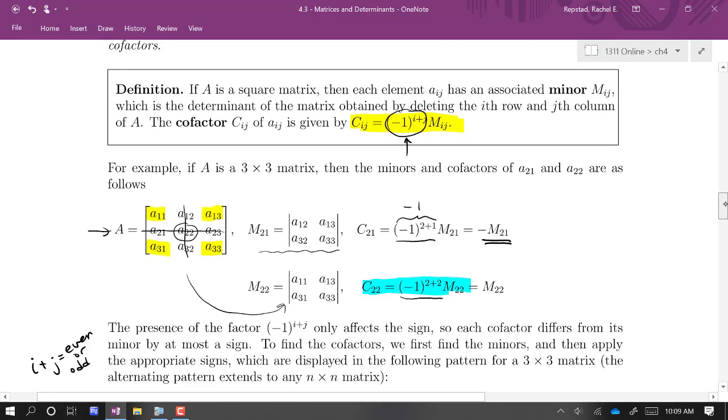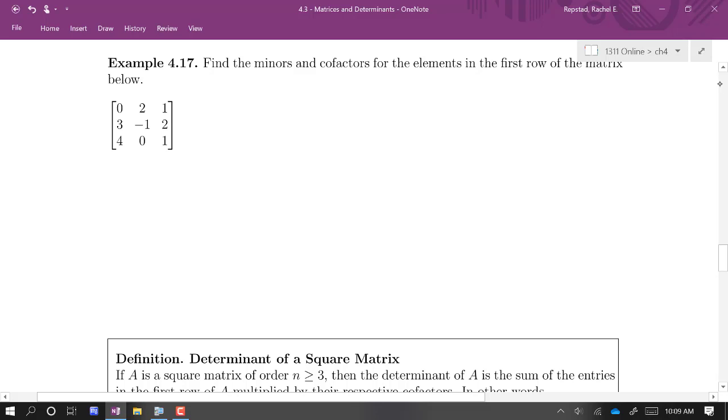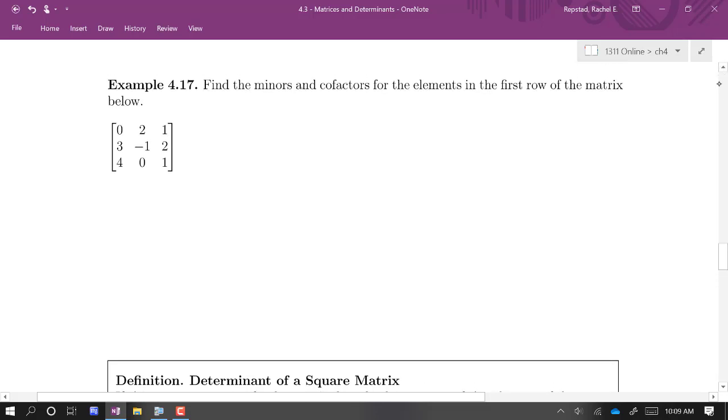So right now, it feels like we're getting away from things a little bit. We're looking at these minors and cofactors, and we haven't even talked about finding the determinant of a 3 by 3 matrix, and we're getting to that real soon. What I want to do first is just an example. Here's a 3 by 3 matrix, and we are being asked to find the minors and cofactors for elements in the first row. So for each of these elements in the first row, I'm going to find the minor and cofactor.